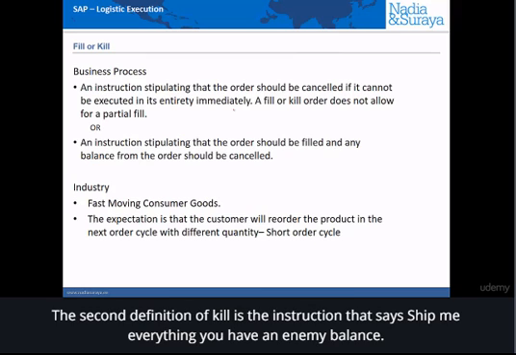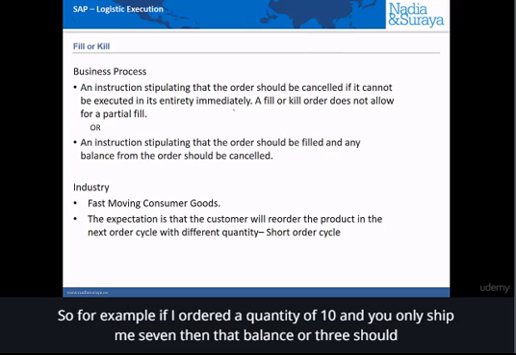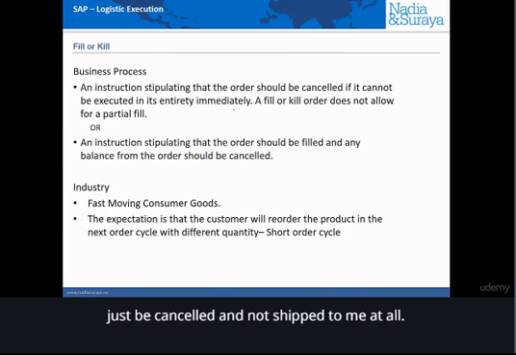The second definition of fill or kill is the instruction that says ship me everything you have, and any balance, i.e. the back order, should just be cancelled. So for example, if I ordered a quantity of 10 and you only ship me 7, then that balance of 3 should just be cancelled and not shipped to me at all at a later date.